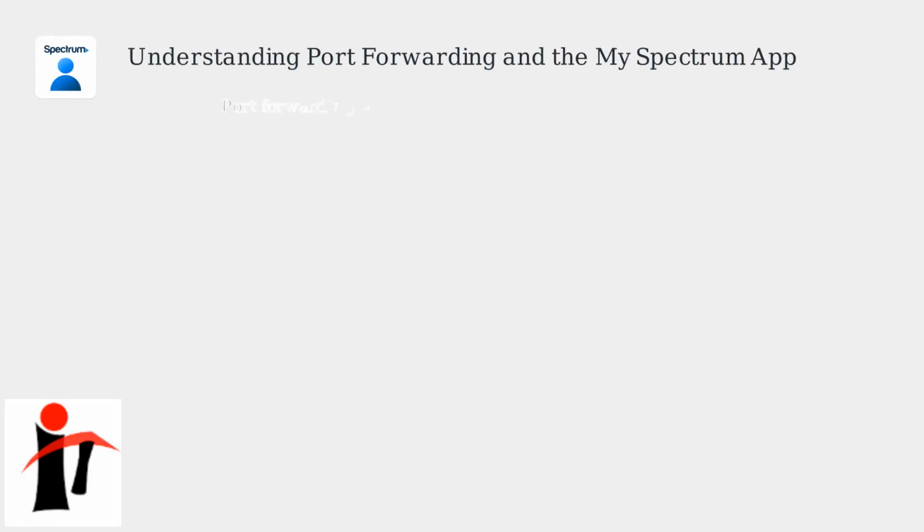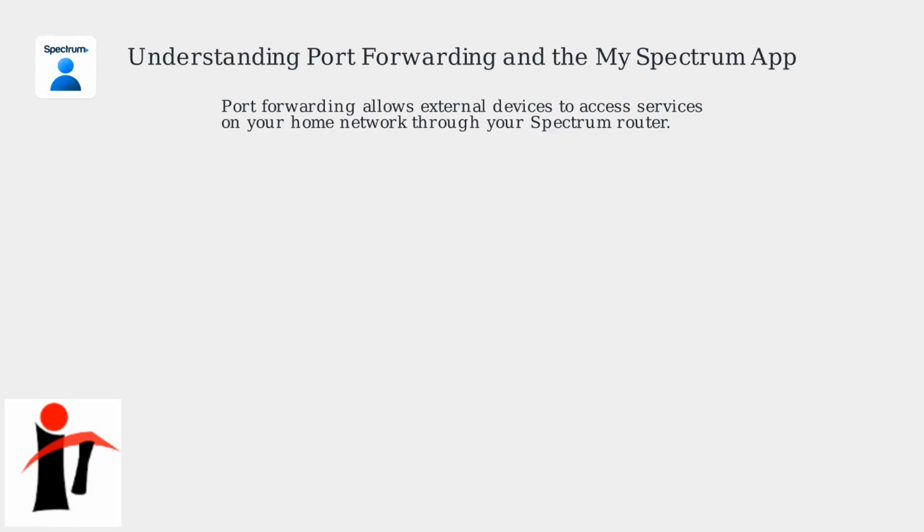Port forwarding allows external devices to access services on your home network through your Spectrum router. This is achieved by directing incoming traffic from specific ports to designated internal devices. The My Spectrum app simplifies this process, providing a user-friendly interface for configuring Spectrum routers.